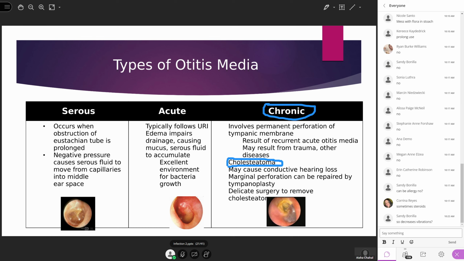And cholesteatoma, what happens in that is that there is, oh my God, I'm so sorry, just give me one.